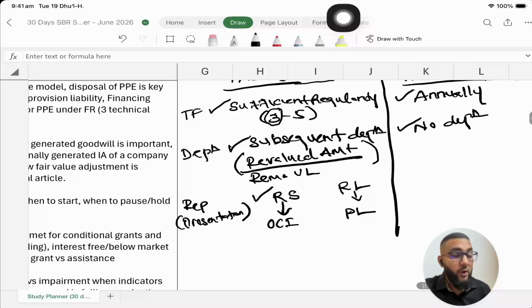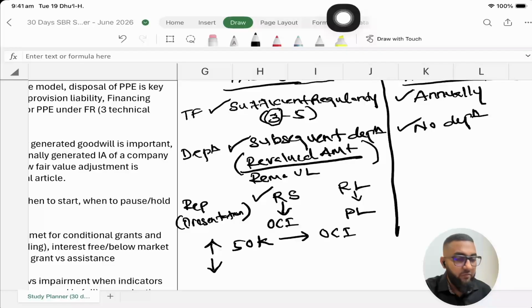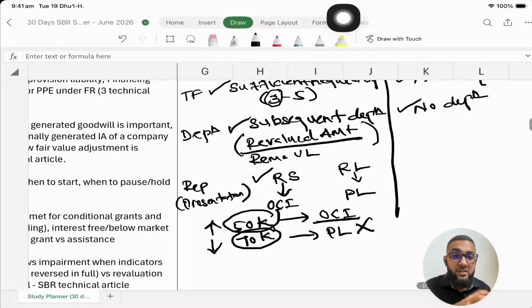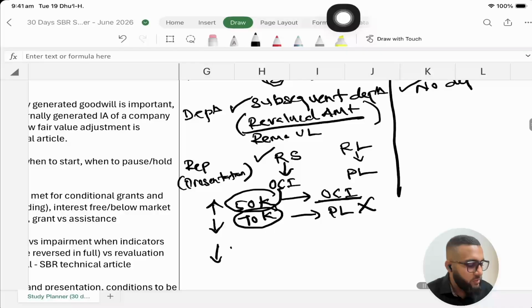For example, let's say there was an asset that was revalued upwards by 50,000. So that required the revaluation surplus to be recognized through OCI. On the next revaluation assessment, this same asset has been revalued downwards by 70,000. Now, this 70,000 you cannot record through P&L because there is a balance of 50,000 remaining in OCI for that same asset. So first you will be reversing the effect on OCI, bringing the OCI down by 50,000, and then the remaining 20,000 you will record through P&L.